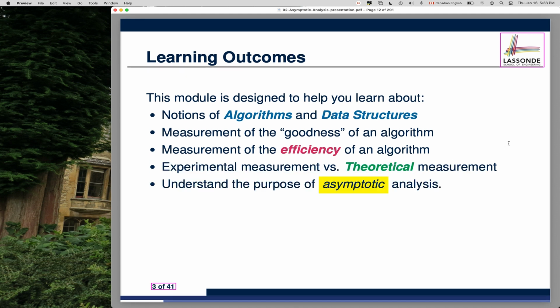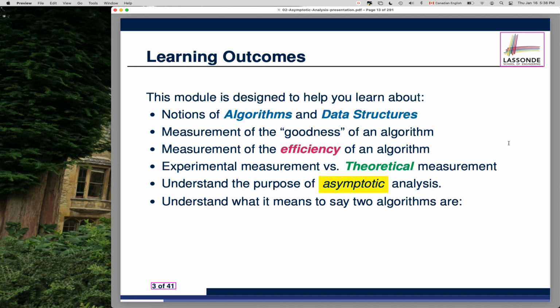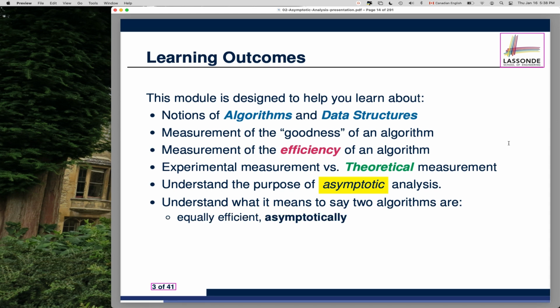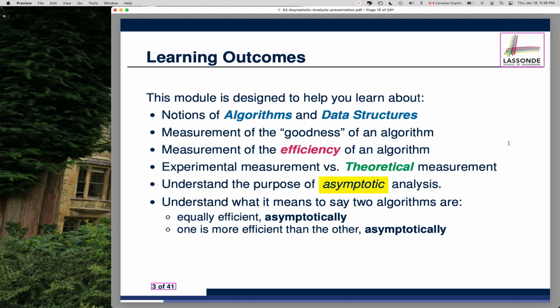And asymptotic, I just mentioned. All right, so by the end of hopefully next Tuesday or Thursday, once we complete the lecture, you want to be very clear whenever we say, given two algorithms solving the same problem, what does it really mean when we say the two of them are equally efficient asymptotically? Or what does it really mean when we say one is more efficient than the other asymptotically? That is very important, to know exactly what we mean by that.